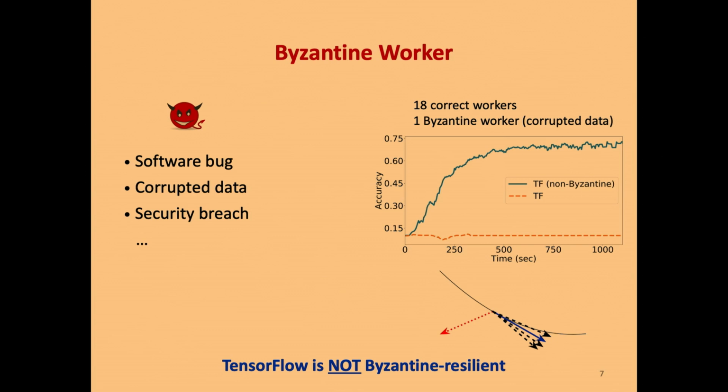You have most of the gradients following some true gradient estimation, and then you have this Byzantine node that is pulling your model towards a completely different direction, and this kind of blows out.